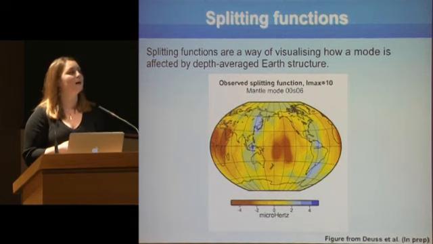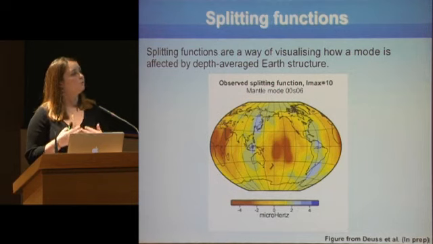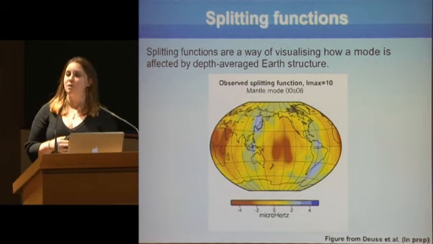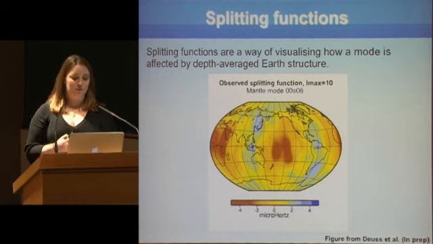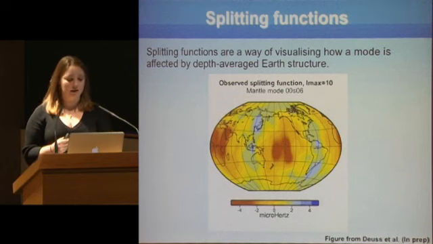This is structure from the mantle. We see around the edge of the Pacific these blue colours, where we know we have subduction and cold, fast plates. In the centre of the Pacific and under Africa in this mantle splitting function, we see red patches, and we know that in the mantle there we have superplumes. So these splitting functions tell us about depth average structure for which this mode is sensitive. So in this case, mantle structure.